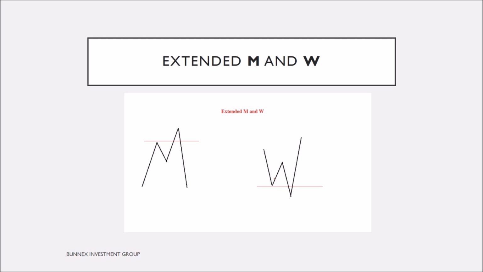Then here is the extended M and W, where we have the first leg shorter than the second leg. In this scenario, market makers are trying to hook out all the stop losses that are within the region of those who have entered on the first leg. They will be just trying to take out all those stop losses.